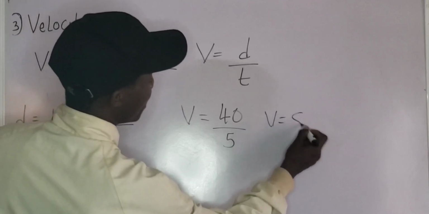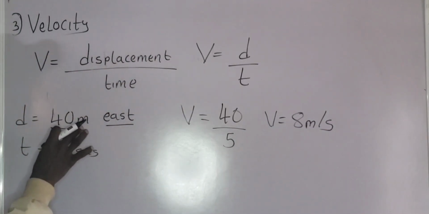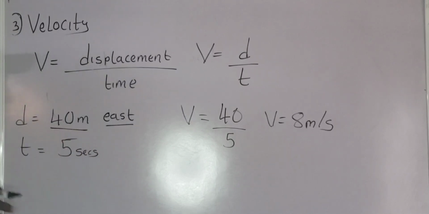V is equal to 8 meters per second because displacement is in meters. It is very, very important that you note that displacement is in meters and time is in seconds. You understand? So now let us proceed.